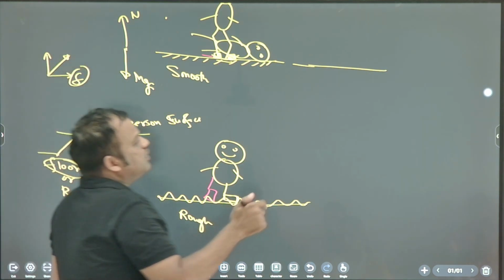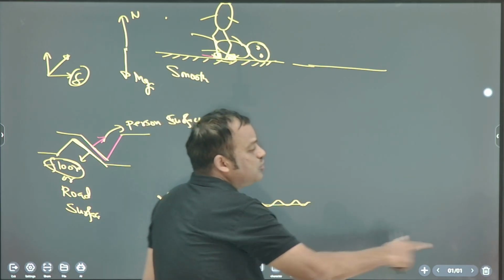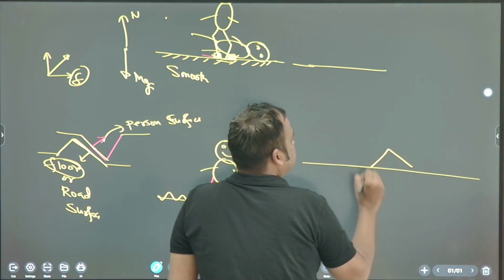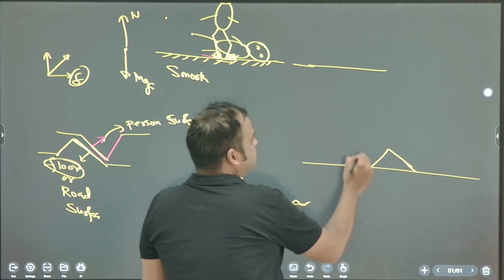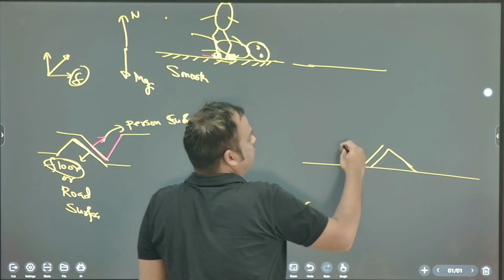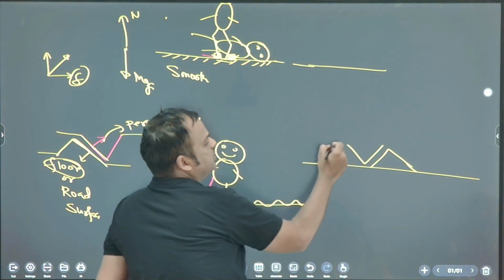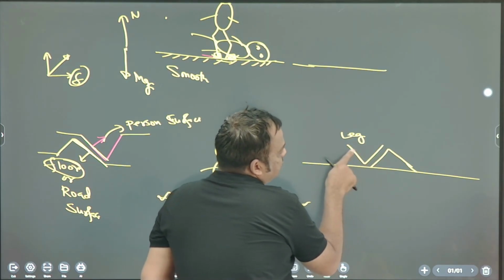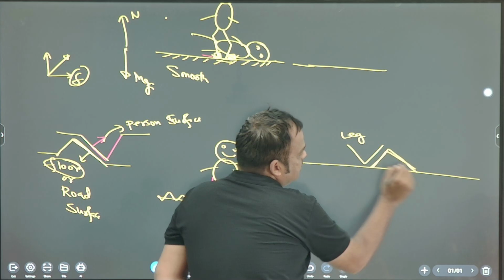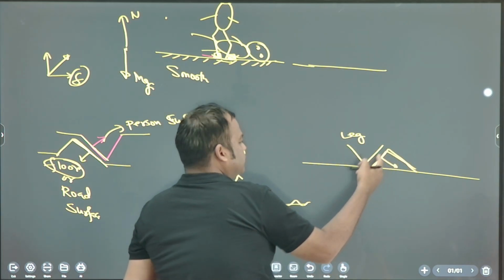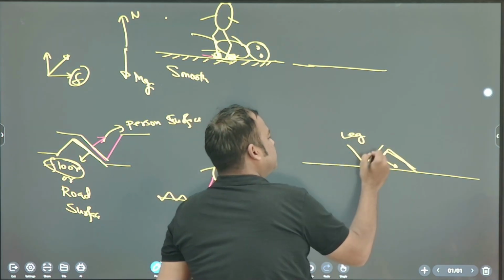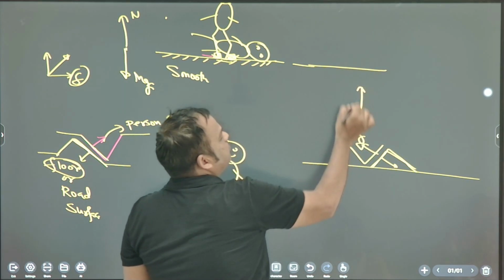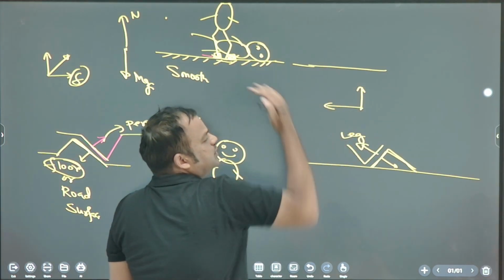Understood? Now suppose you are running and you want to stop. So this is the hill of the surface and this is the valley of your shoes or legs. Okay, understood? So you will push this hill this way, so the hill will push you this way. Now what are the components? Vertical component will be upward, horizontal component will be leftward.